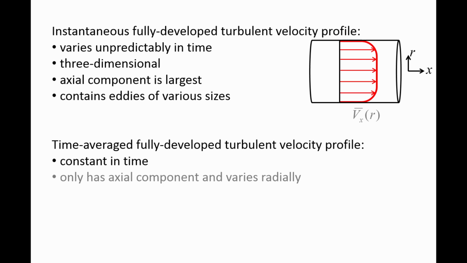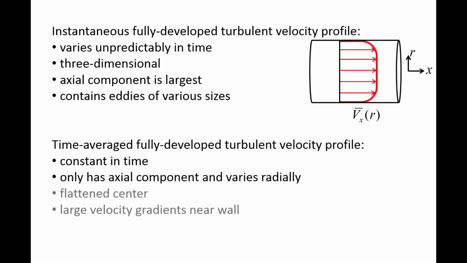The time-averaged turbulent velocity profile only has an axial component, denoted by Vx bar, and varies radially, similar to fully developed laminar flows. However, unlike laminar flows, the time-averaged turbulent velocity profile appears flatter near the center and drops rapidly to zero near the walls. In a future video, we'll discuss how the difference in velocity profile between laminar and turbulent flows will result in differences in shear stress and viscous losses in the flow.